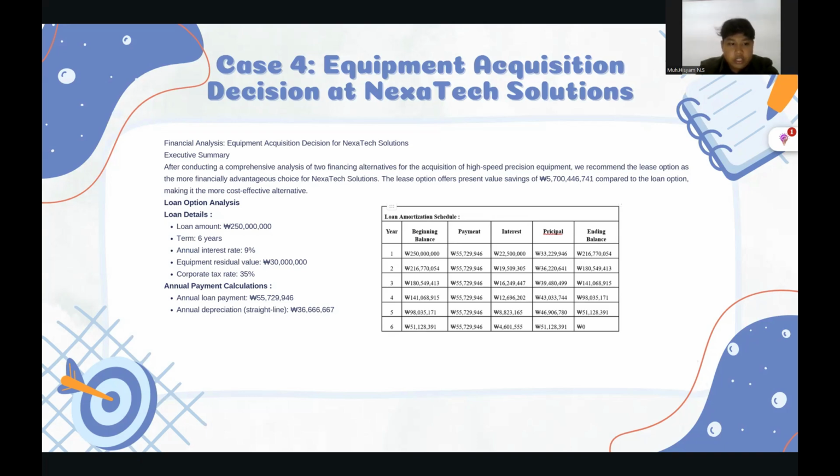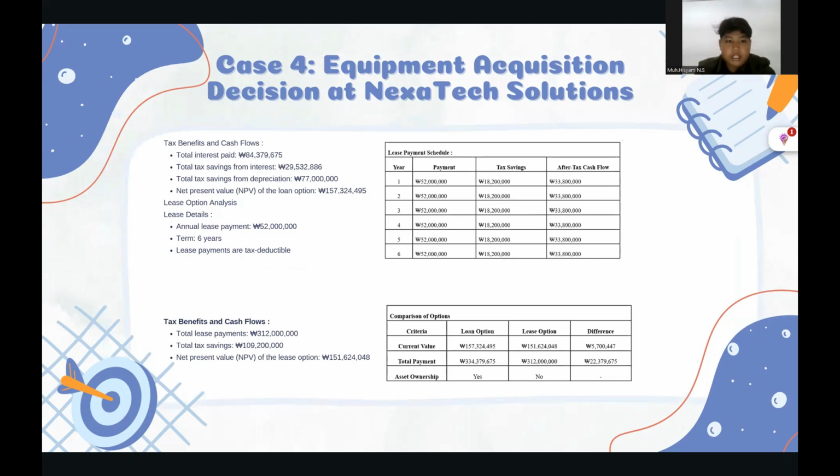Loan amortization schedule. The loan has a 6-year term with annual payments of 55 million won. The interest component decreases over time while the principal payment increases.